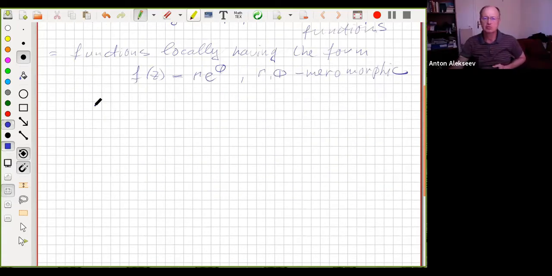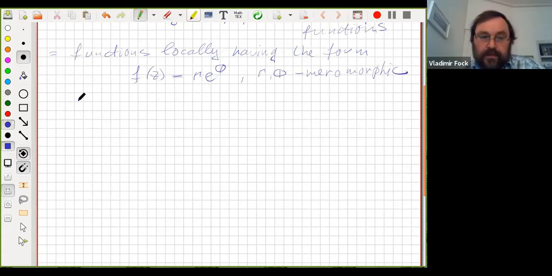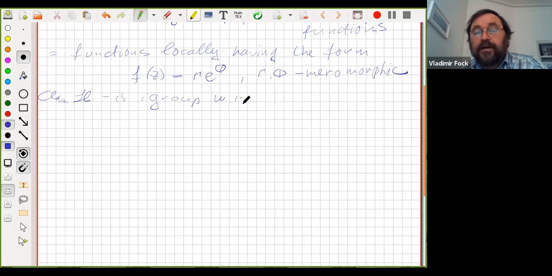Sorry, when you say a group, you want to add them or you want to multiply? This is a group with respect to multiplication. It's not a vector space, because if you add two such functions it doesn't work. So H is a group with respect to multiplication.